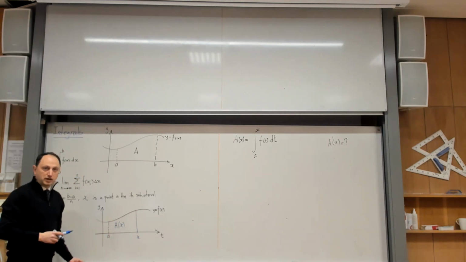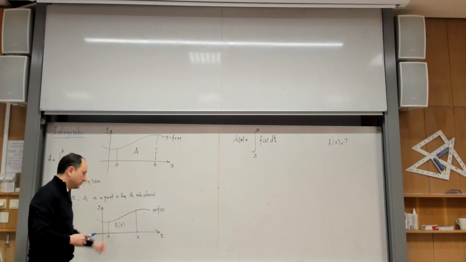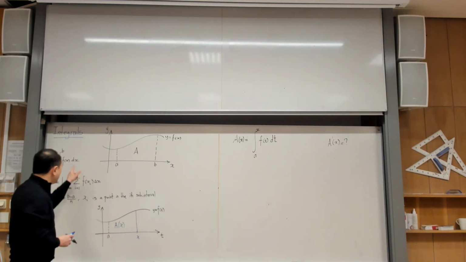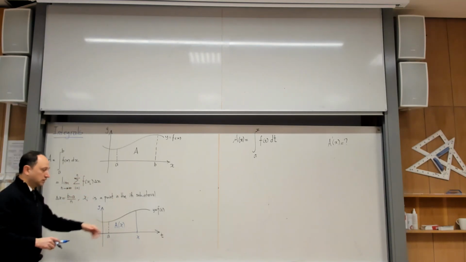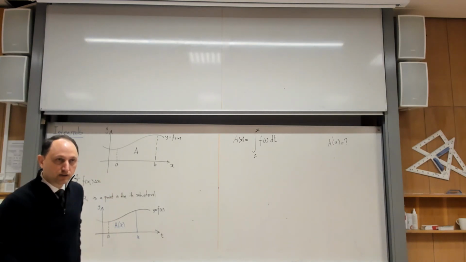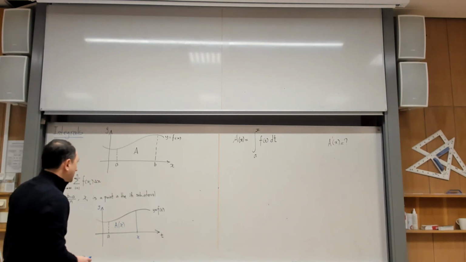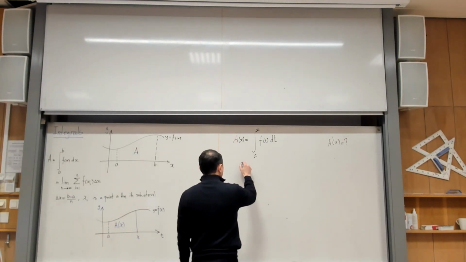very simple examples. Okay, so let me consider some functions where we can calculate this area without using the integral. For example, if I have a rectangle, a triangle, I don't know, a trapezoid, I can calculate the area without using the notion of integral. So let me just keep the simplest possible scenario for the time being.